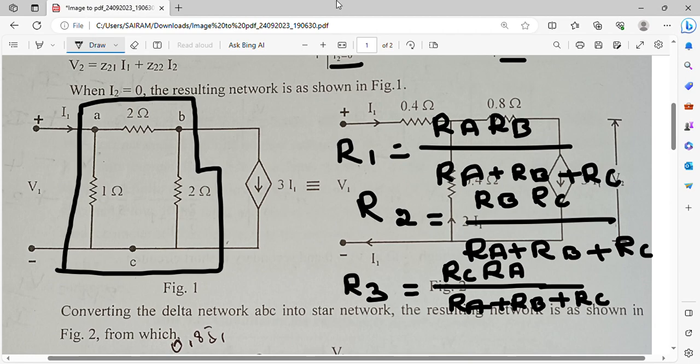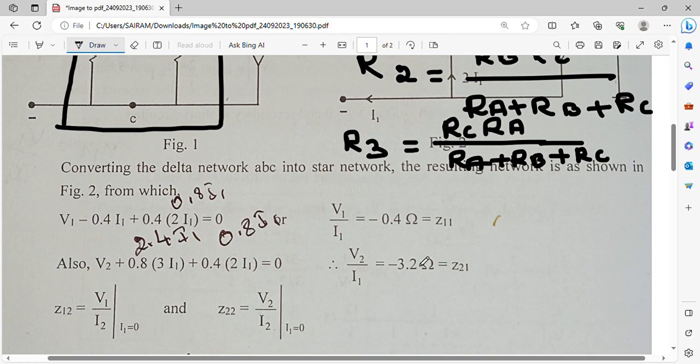This is your conversion of delta to star, right? Yes, delta to star. Okay. So now here we are supposed to convert star to delta, right?